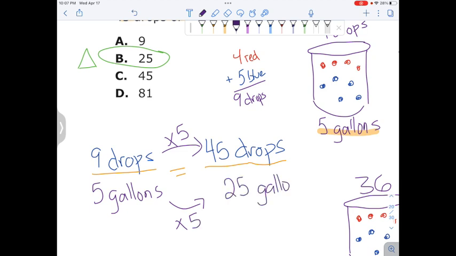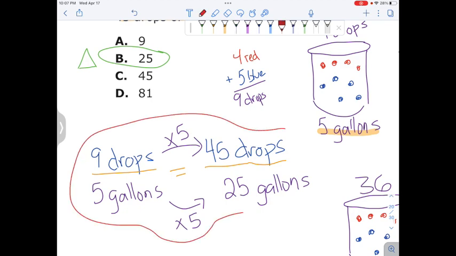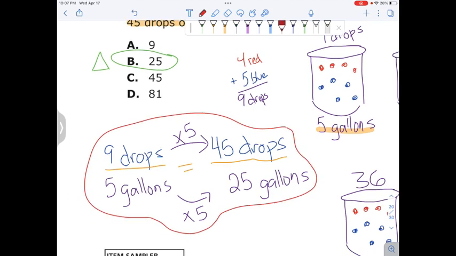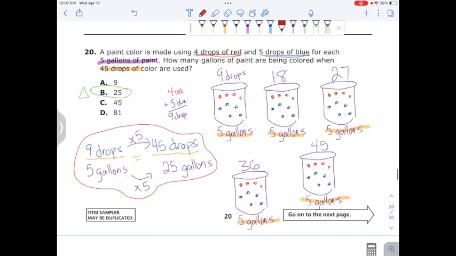25 gallons. This way right here makes a lot of sense to me. It might not make that much sense to you. And if it doesn't, okay, you're going to do more of it in 7th grade. The picture does make sense. You can draw that picture.